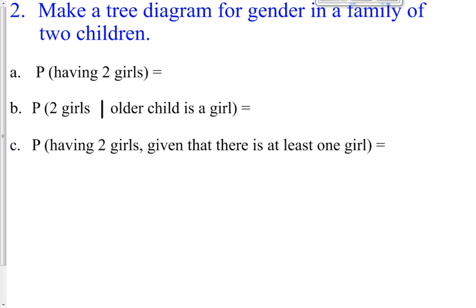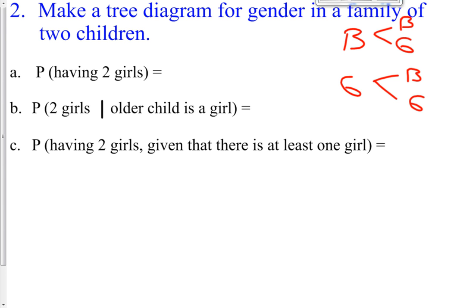Next one, it says make a tree diagram for the gender in a family of 2 children. If you have 2 children someday, here's what could happen. Your oldest could be a boy, or your oldest could be a girl. If you have a boy first, your second one might be a boy, or a girl. If you have a girl first, the next child could be a boy, or a girl. Those are the only possibilities when you have 2 children. It's going to be one of those 4 possibilities.